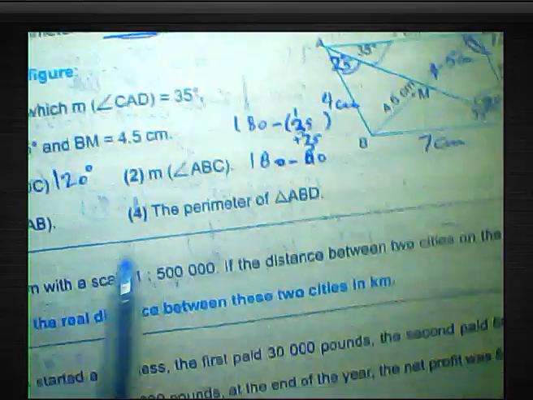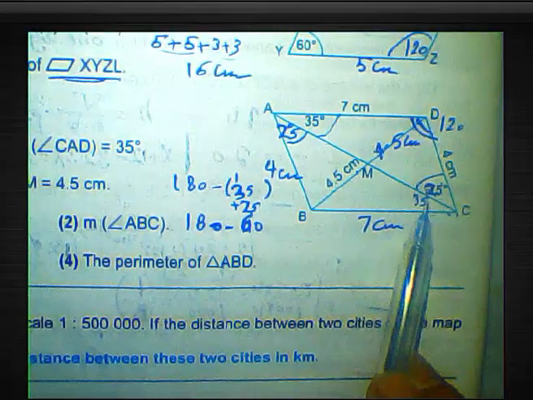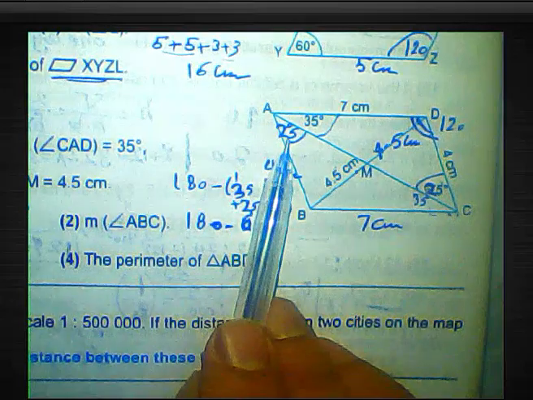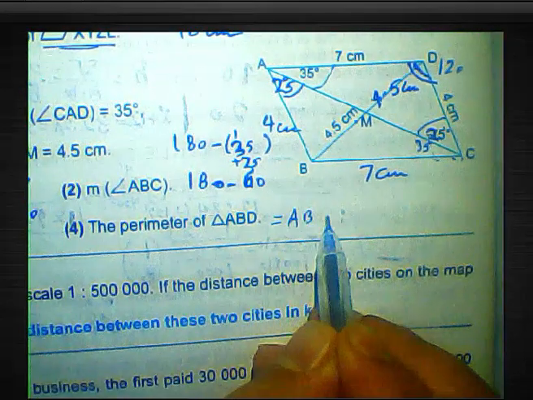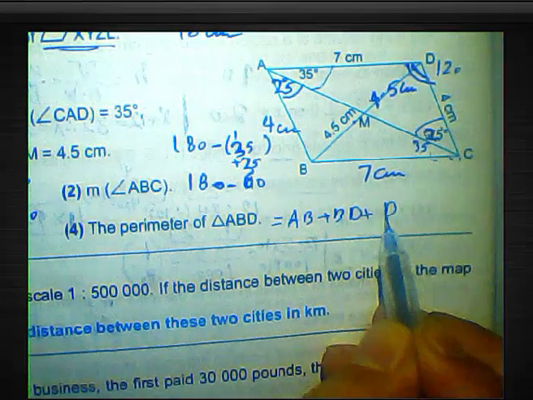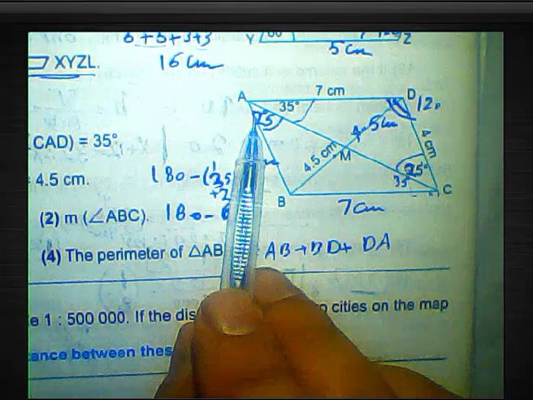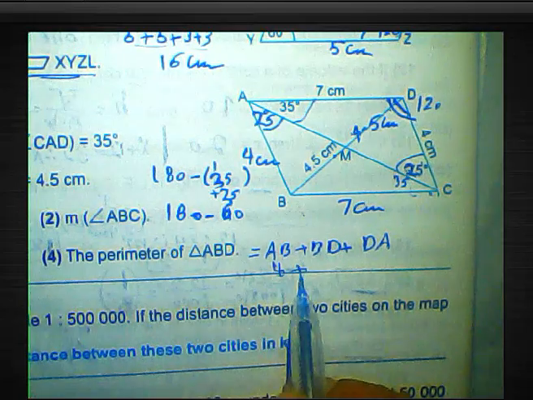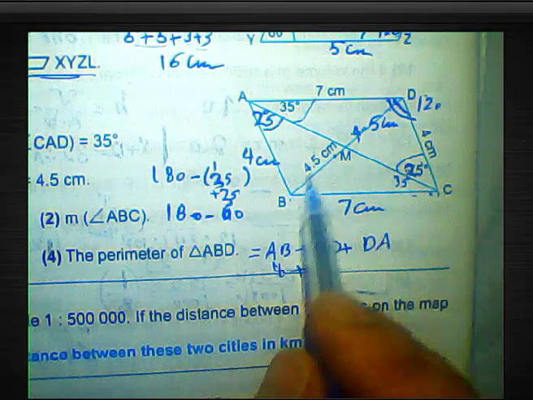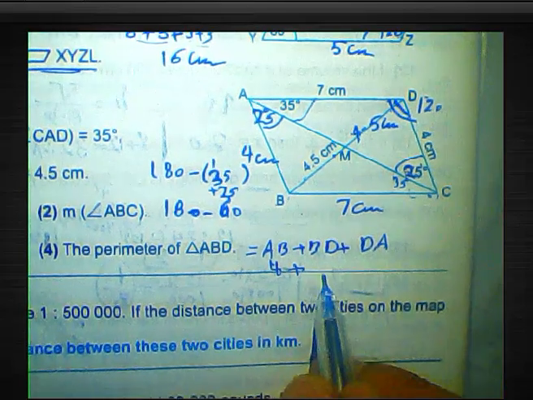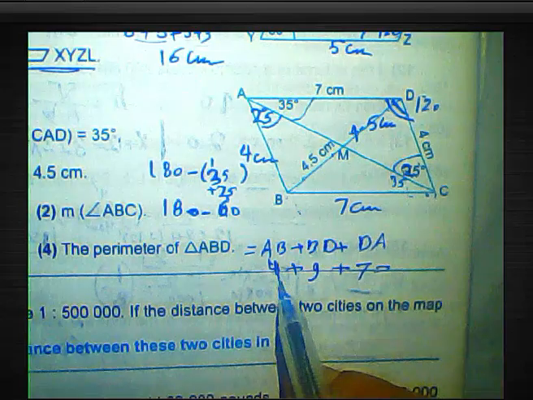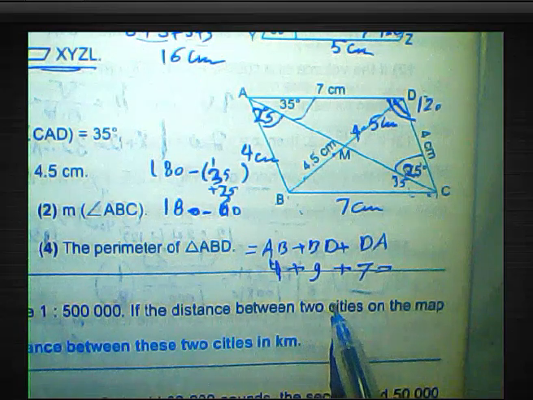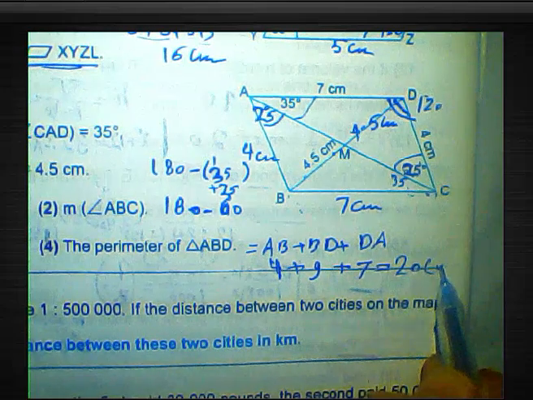And measure of angle CAB, look at here, CAB, it will be 25, alternate angle here, 25. The perimeter of triangle ABD equals AB plus BD plus DA. AB is 4 centimeter, plus BD here 4.5 plus 4.5 equals 9, plus DA equals 7. 4 plus 9 equals 13. 13 plus 7 equals 20 centimeter.